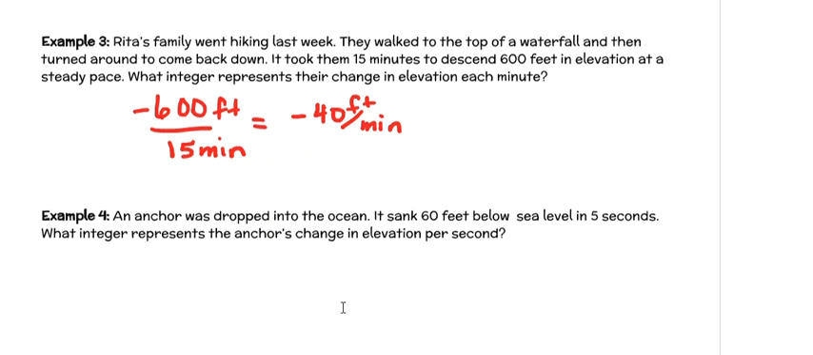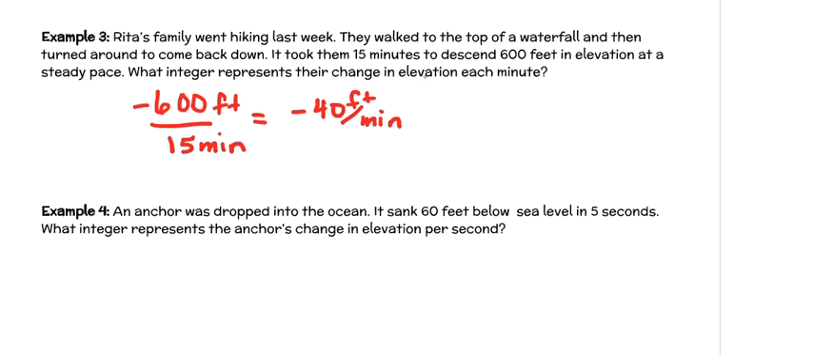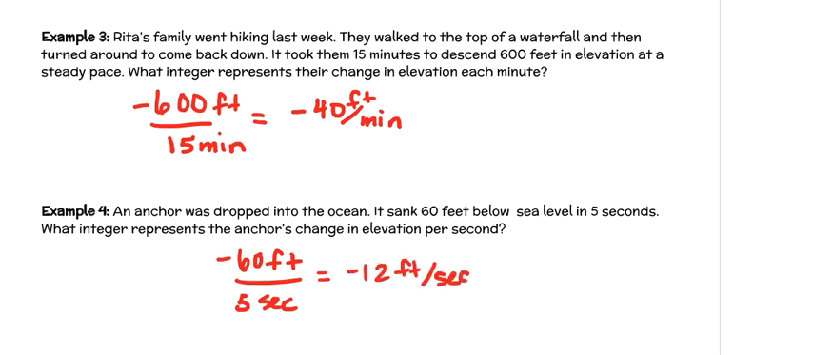An anchor was dropped in the ocean. It sank 60 feet below sea level, so 60 feet is negative, in 5 seconds. What integer represents the anchor's change in elevation per second? So negative 60 divided by 5 is negative 12 feet per second. And that's it.